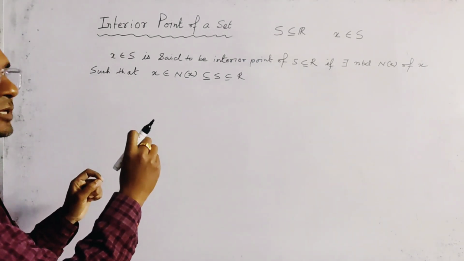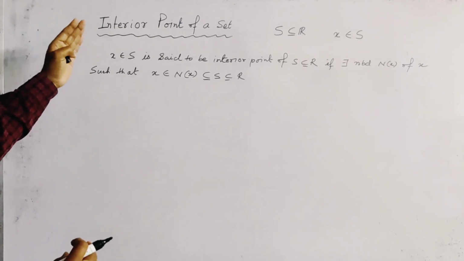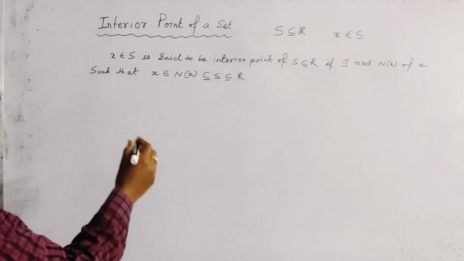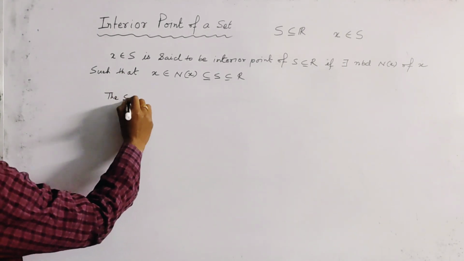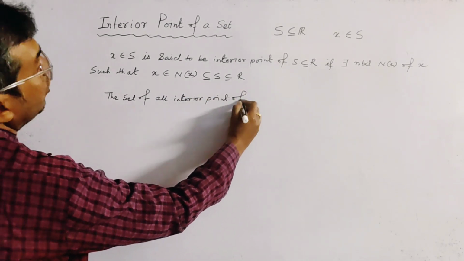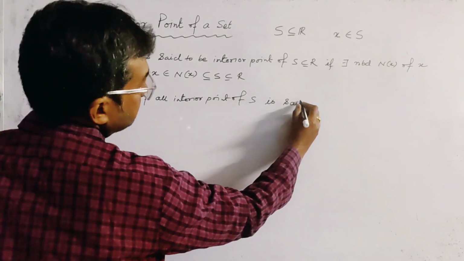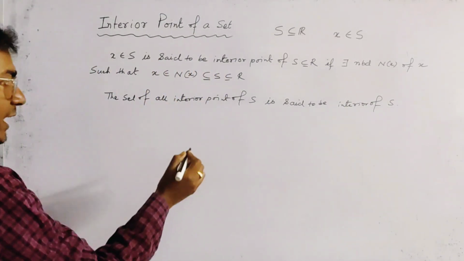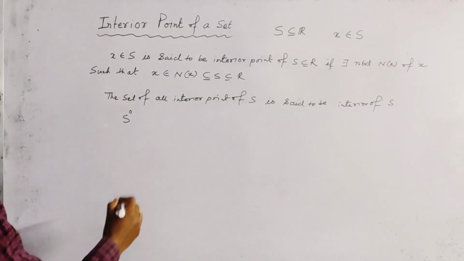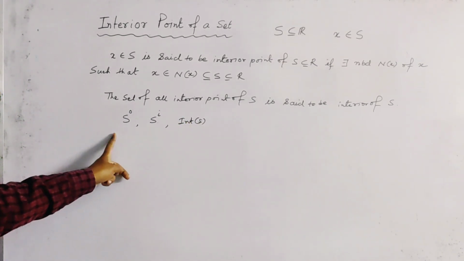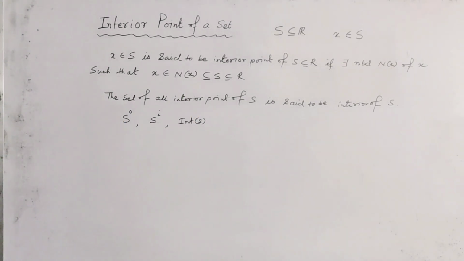Now if we form another set by taking all of its interior points, then this set is said to be the interior of S. So we write the set of all interior points of S is said to be the interior of S, and it is generally denoted by S0, or S^i, or int S. There are three different notations for the interior of S.